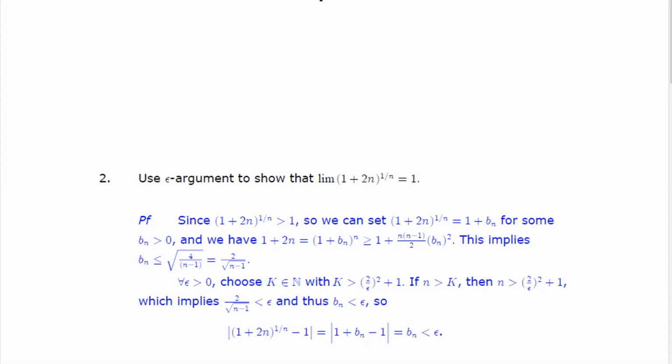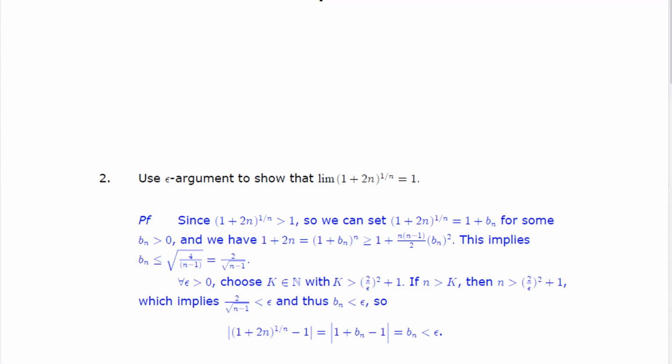Now you notice that 1 plus 2n to the 1 over n is greater than 1. So therefore you can write this expression as 1 plus bn, and think about bn as another sequence. bn is greater than 0, obviously, because the whole expression is greater than 1. Then we follow the same step. I take n-th power on both sides, so you can remove the power 1 over n. The left-hand side becomes 1 plus 2n. The right side is 1 plus bn to the n-th power. Now, this is the place you have to think more carefully.